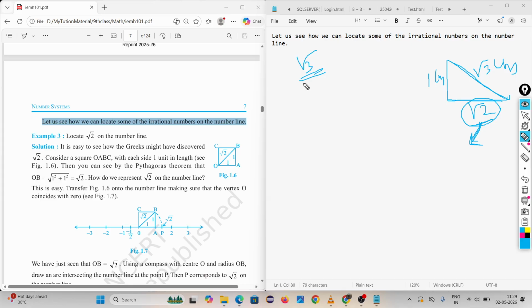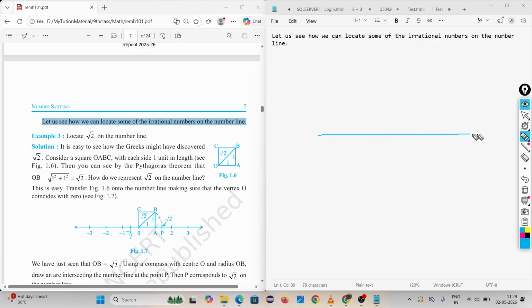We represented root 2 on the number line a few seconds ago. Then look, after this what should we do for locating root 3? Same 0, 1, 2, 3. You have already written how to represent. This is A, this is O, this is P. And this is 1 centimeter. This is root 2 centimeter. And now again what you have to write?